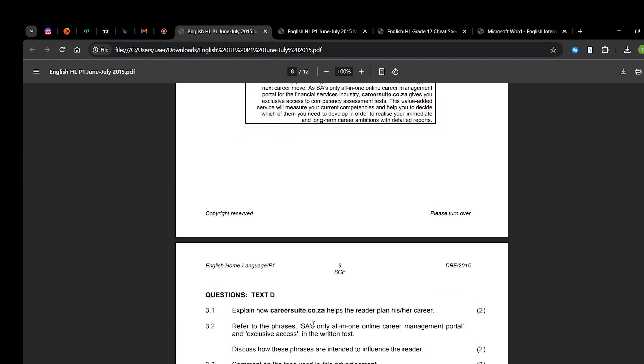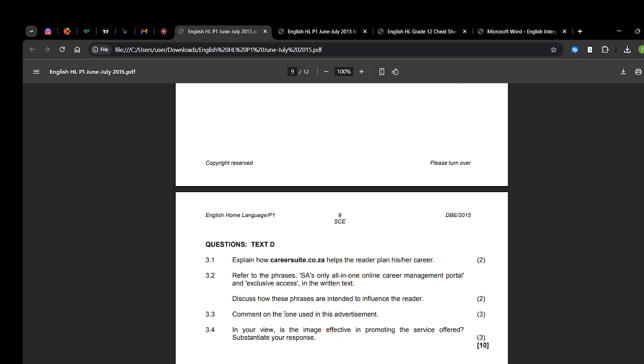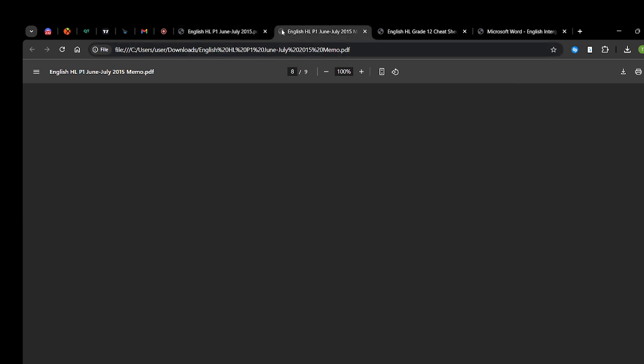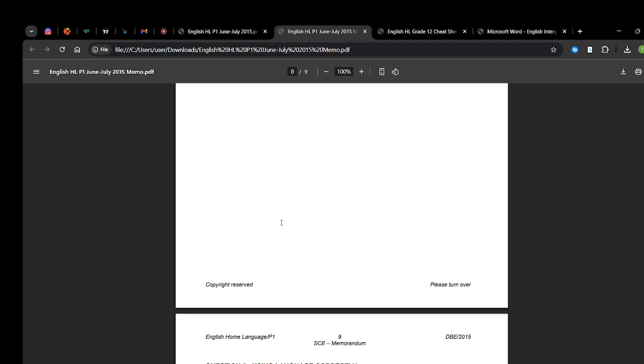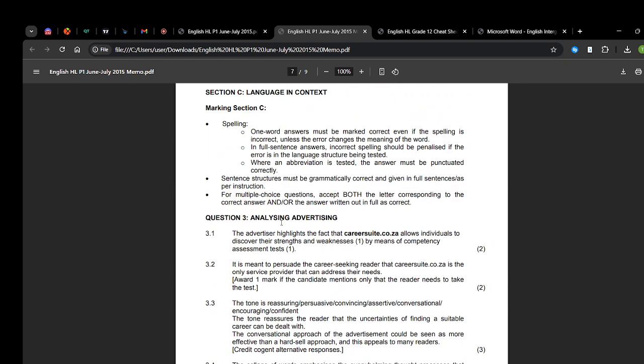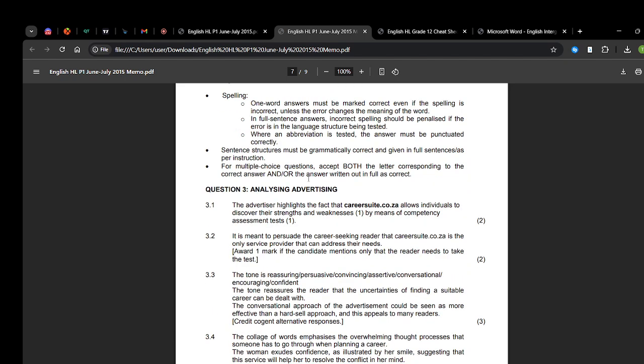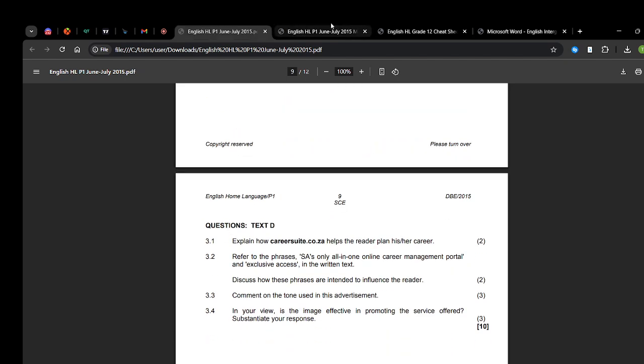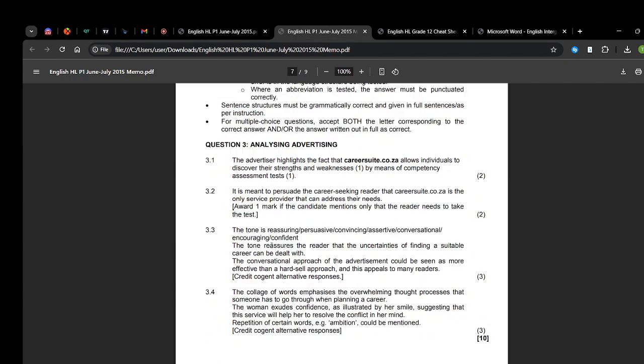You can't just say the tone is convincing and then leave your answer like that. We went through this last week Sunday. To get your full 3 marks, you have to give what you think the tone is and then elaborate on why you say that. Basically prove it. So that's how I would answer this question. Let's see what they answer on 3.3. It's question 3.3, comment on the tone used in this advertisement. Let's see what they said.